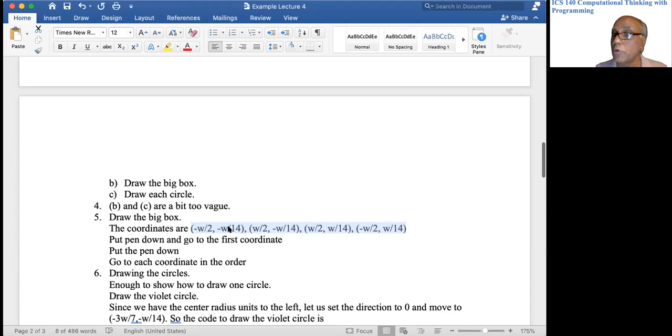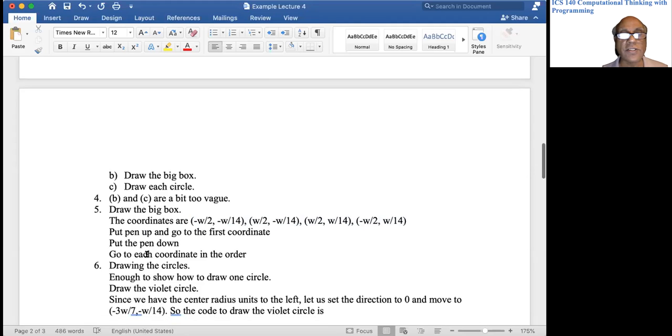Go to the first one with the pen up. Actually, this should be pen up. After that, you can go to the first coordinate, so that nothing gets drawn at that point. When you go from the origin to the first coordinate, you don't want to draw anything. But then you need to draw the 4 lines. So go from here to here using turtle.goto, go to this, then go to this, and then come back to this. Then you would have drawn the box.